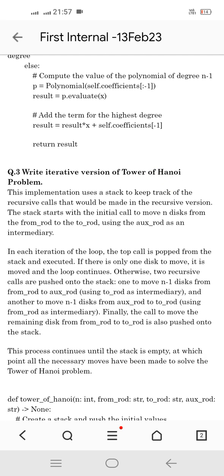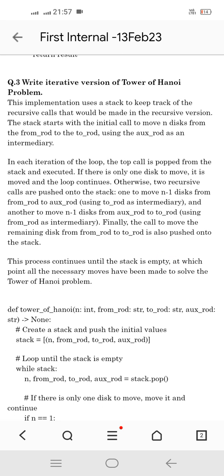Now, the third question is: write an iterative version of the Tower of Hanoi problem. This implementation uses a stack to keep track of the recursive calls that would be made in the recursive version. The stack starts with the initial call to move n disks from the from rod to the to rod, using the auxiliary rod as an intermediate rod. In each iteration of the loop, the top call is popped from the stack and executed. If there is only one disk to move, it is moved and the loop continues.